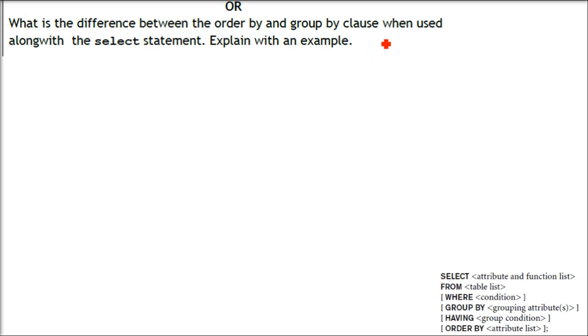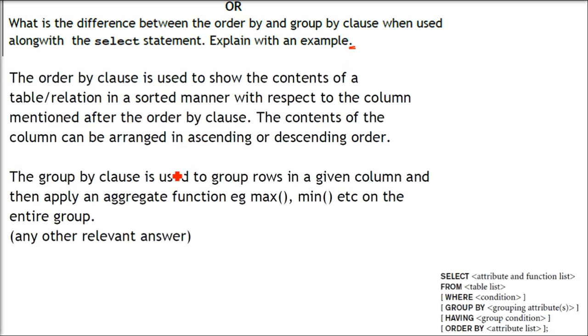What is the difference between the ORDER BY and GROUP BY clause when used along with the SELECT statement? Explain with an example. We have already seen examples in the earlier questions, so we can give examples like that. All the questions which I've done, you can just change a little bit and then give the example. But please understand the concept first.